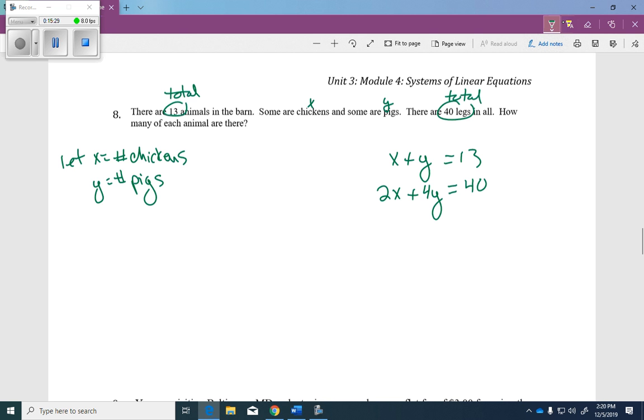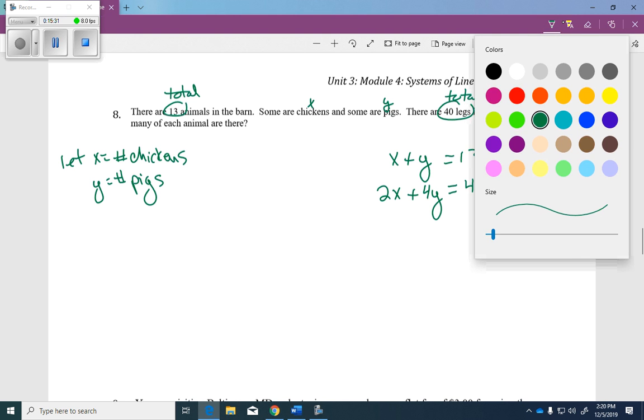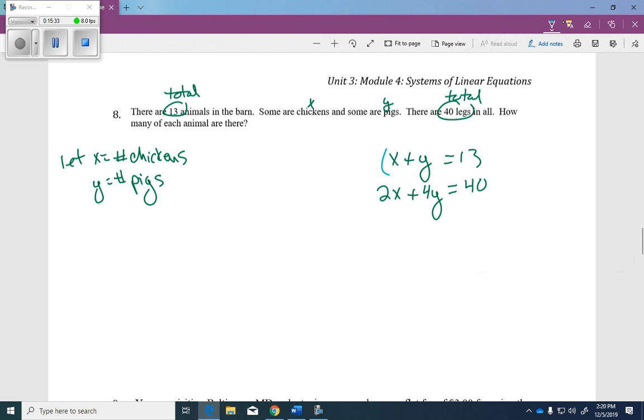We can solve this one, I guess, by elimination. I'm going to multiply the top by a negative 2. So I have a negative 2x minus 2y equals negative 26. The bottom stays the same.